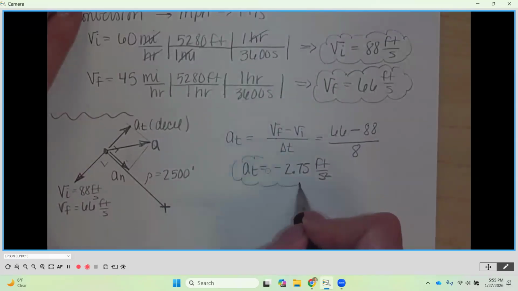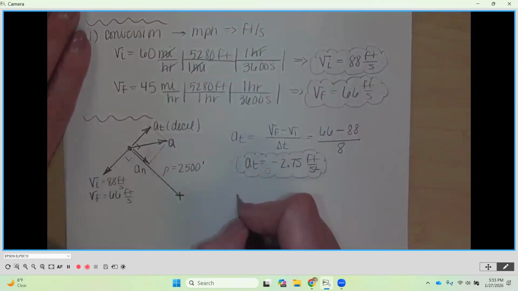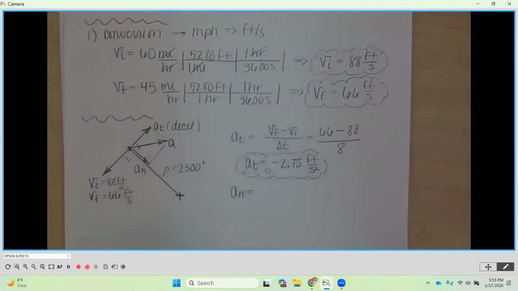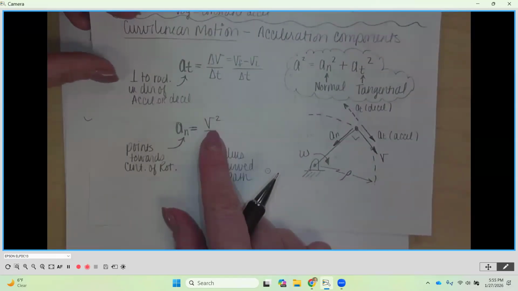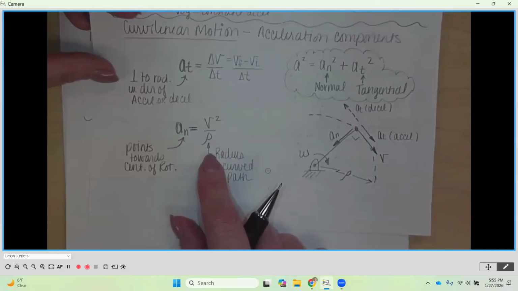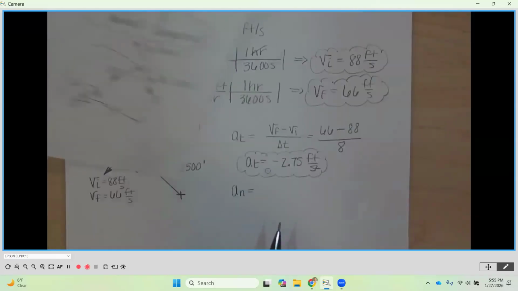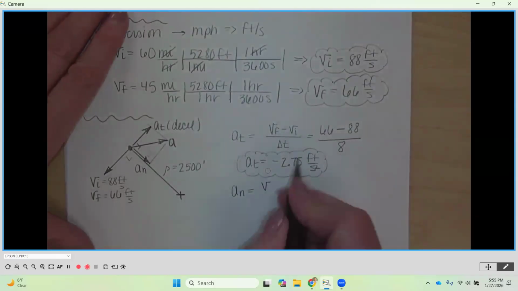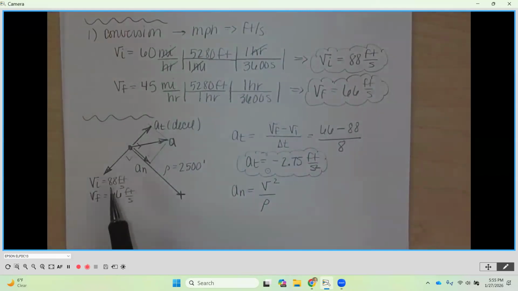Now, this is not a final answer. I'm going to put my little cloud around here. Final answers are going to be boxes. Now I'm going to find the magnitude of the normal component of the acceleration. The normal component of acceleration is going to be equal to velocity squared divided by the radius of the curve, or the radius of rotation. So I'm going to go like this, velocity squared divided by rho. Now, which velocity? I've got two of them.